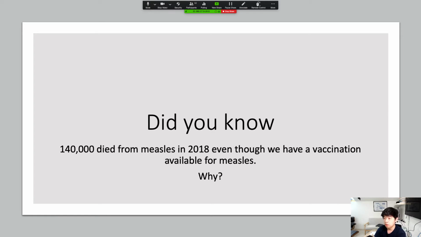As of today, I just want to give you some sense of perspective. About 200,000 people worldwide have died of COVID-19. We don't have a vaccination for COVID-19. Nothing, we don't have a vaccination yet.